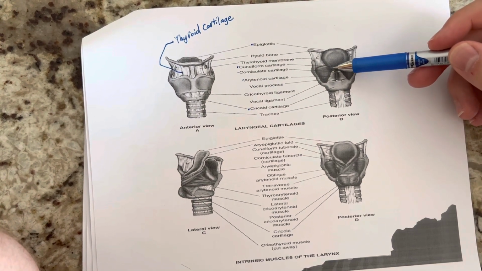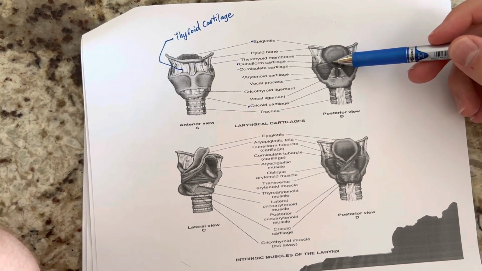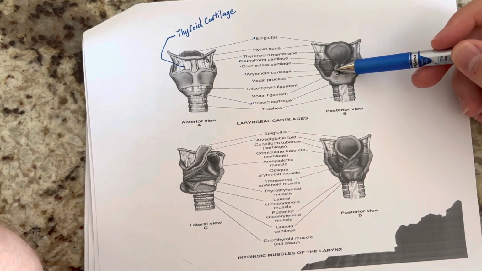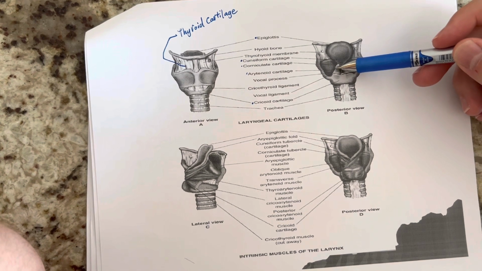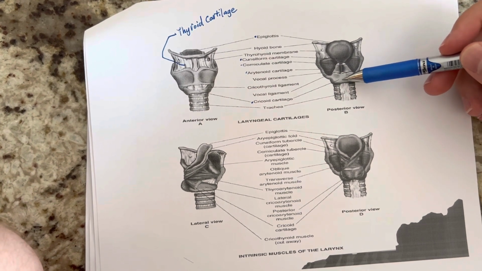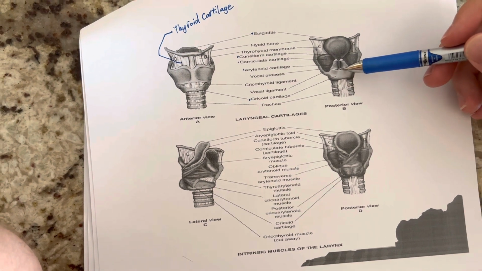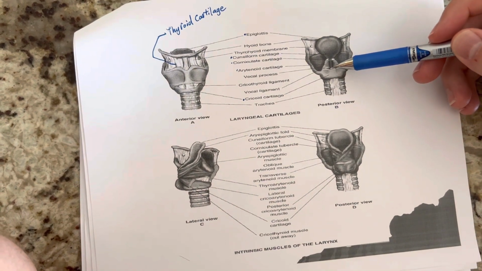Corniculate cartilage and the cuneiform cartilage. Corniculate cartilage, arytenoid cartilage. This is the cricoid cartilage.